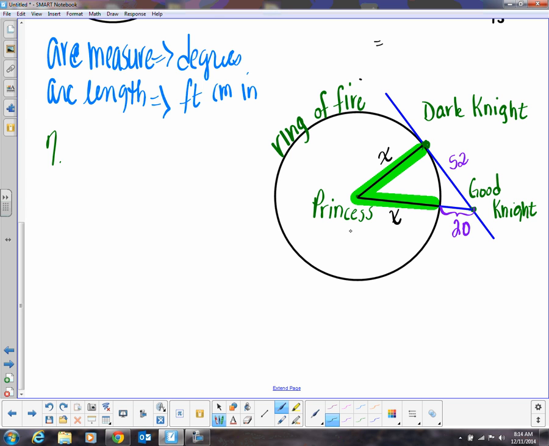But anyway, my question to you is, what is the distance from the princess to the Good Knight if this part is x and that part is 20?